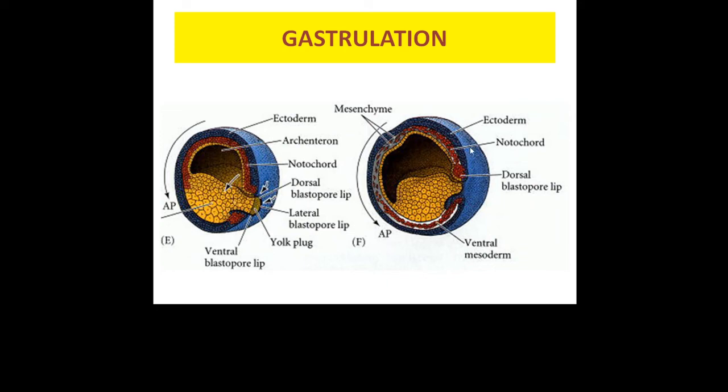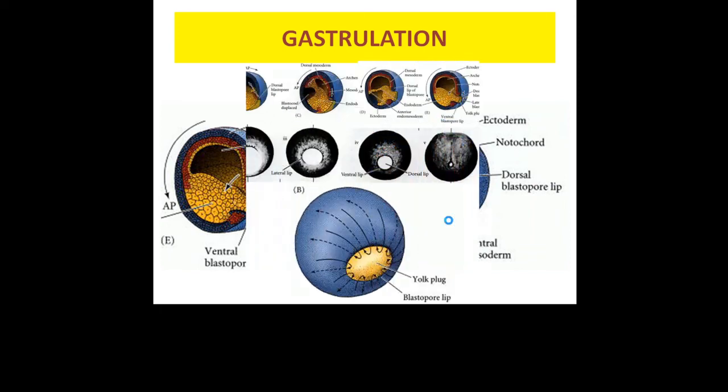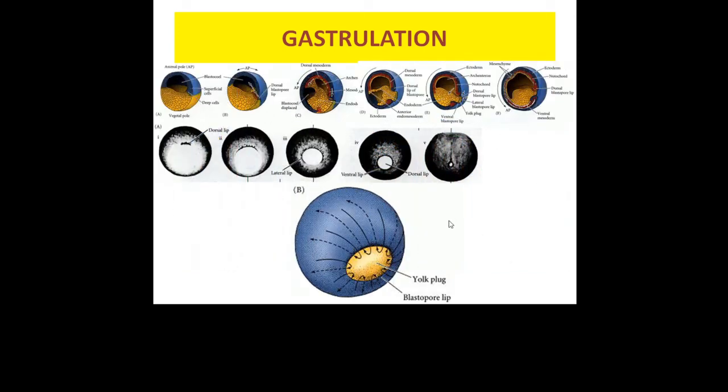So this is a final image of gastrulation where the ectoderm has completely covered the outer surface of the embryo. All the endodermal cells, the yellow colored ones, have been internalized, and mesoderm has come to lie in between the ectoderm and endoderm. Up till here is the process of gastrulation. This figure shows all the 6 images together, the gastrulation process.